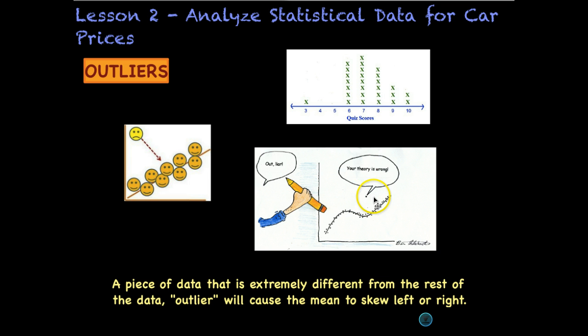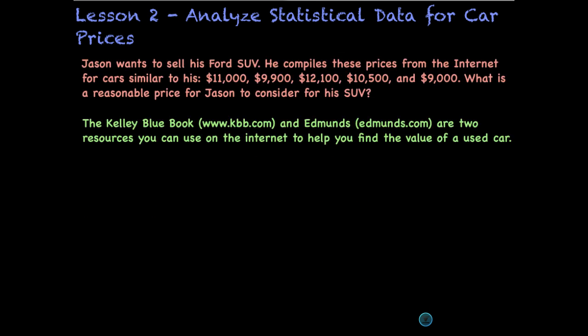But we're going to erase this dot because for the most part, this is an outlier. There's no other dots like it, and it looks like, in fact, we do have a cubic function. Let's try a couple of examples.